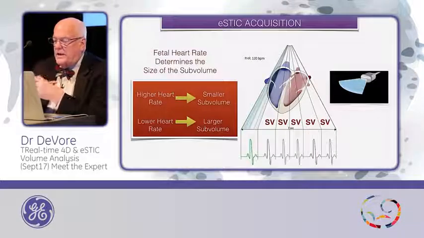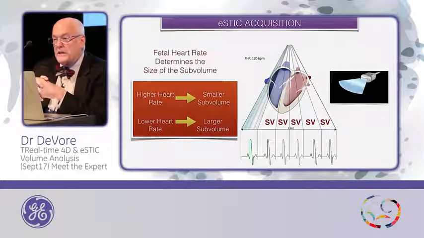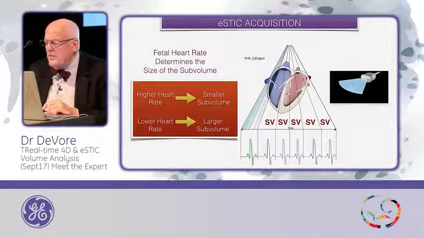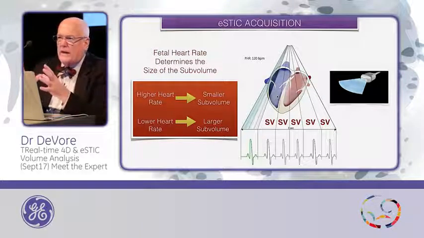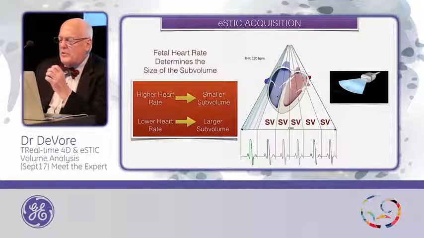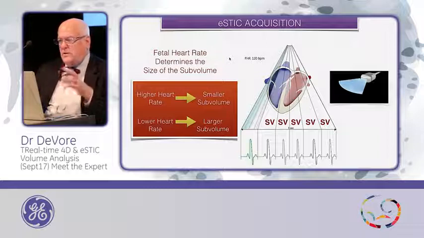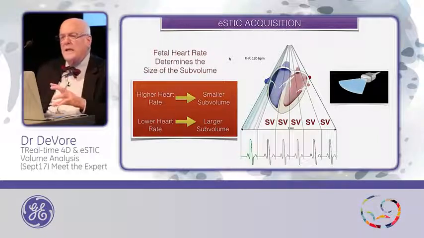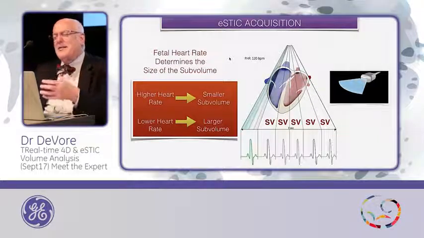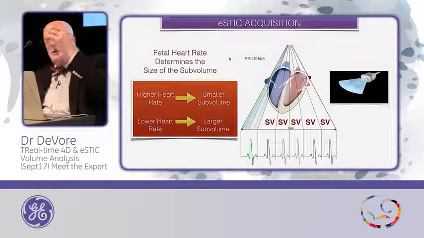Okay, eSTIC is a little bit different. eSTIC is kind of interesting. It's a form of STIC, but what's different about eSTIC is the system triggers off of the heart rate from the B mode image. So it says, okay, how fast is the heart beating? And it can sense that. There's a magical person inside that machine that counts the heart rate. And so it says it's 120, 130 beats, whatever it may be.